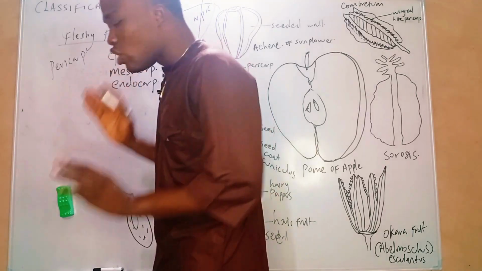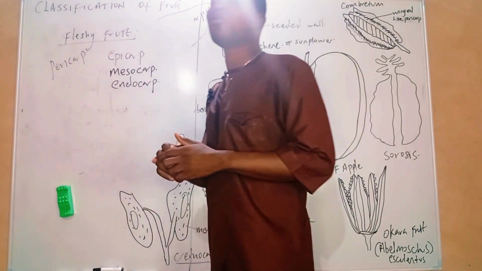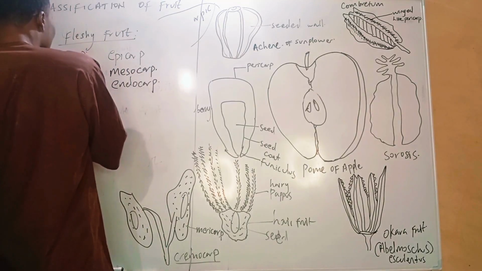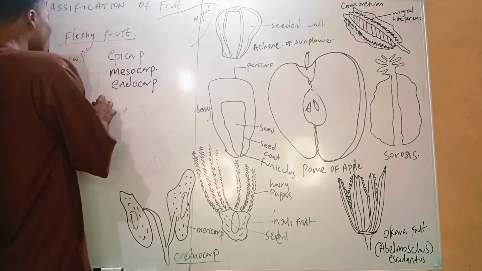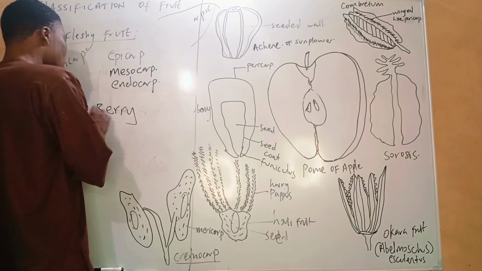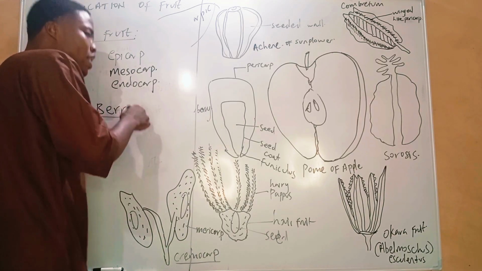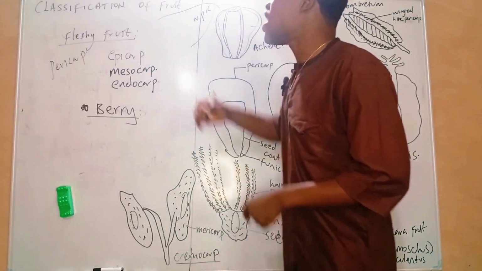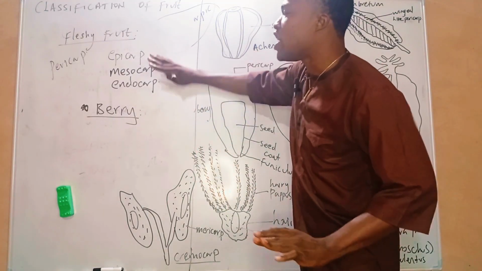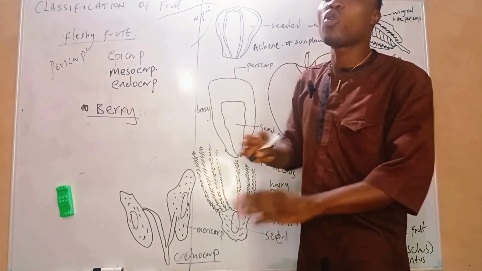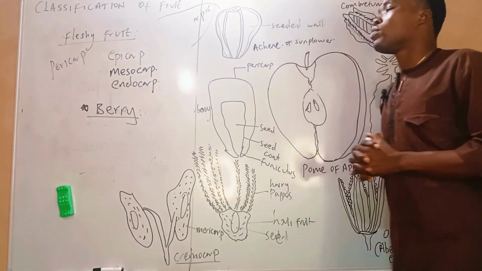Endocarp. Now, knowing this fully well, fleshy fruits that we have can include the first one. I'll look at a berry. A berry is actually a fleshy fruit in which all these parts are fleshy. So all these parts, the epicarp, mesocarp, and endocarp, are succulent or fleshy.